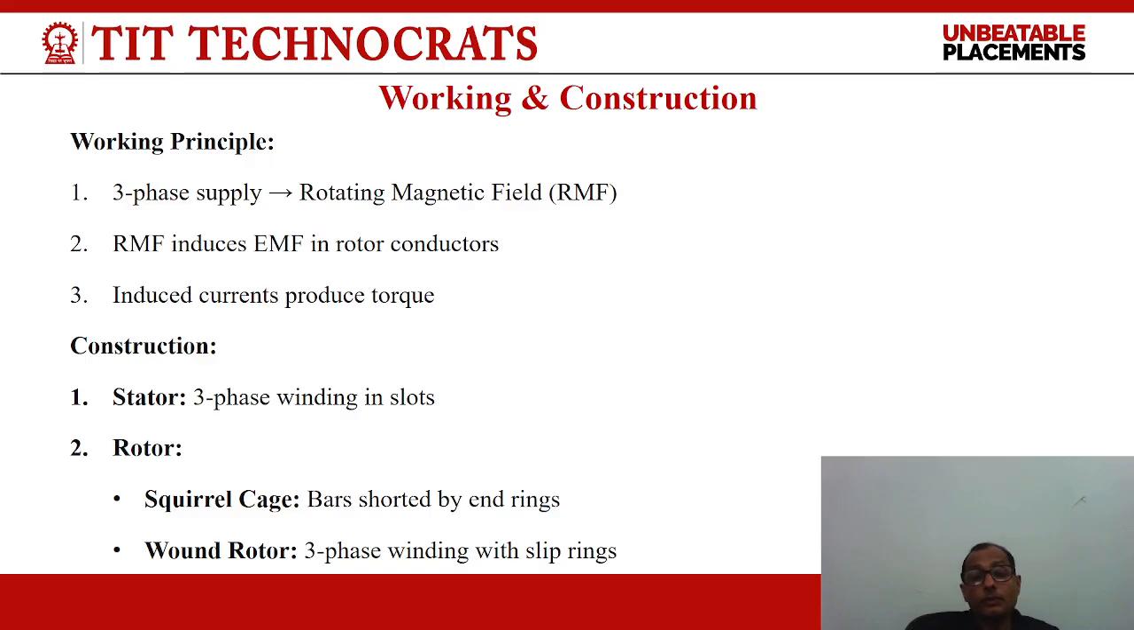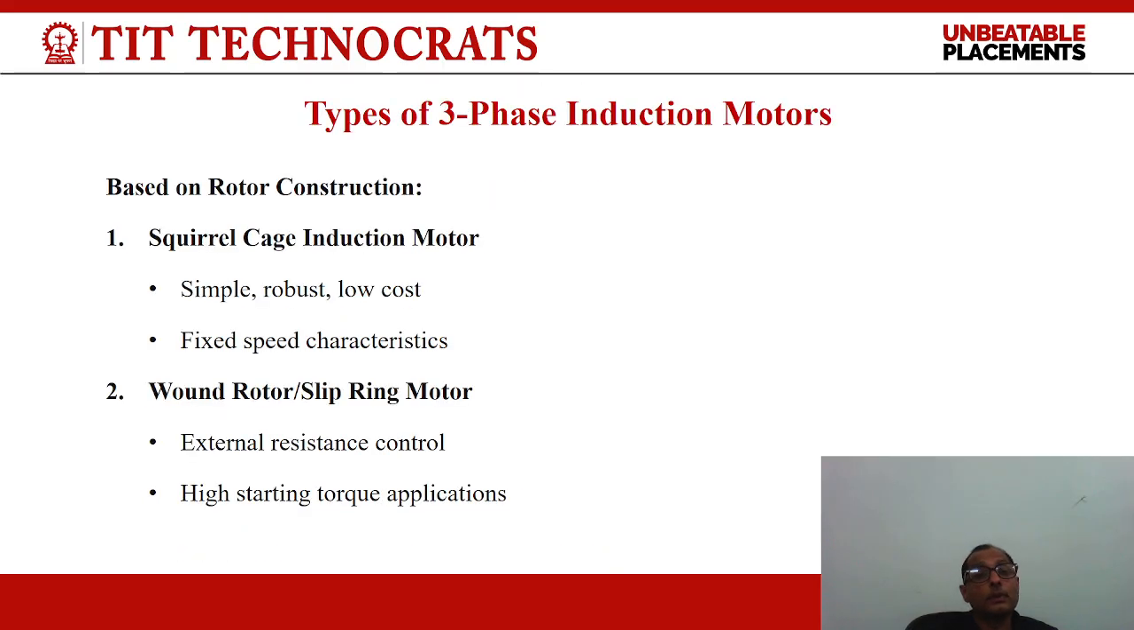Now, if we talk of the construction, we have the stator. It is a three-phase winding in which windings are placed 120 degrees apart in the slots. Rotor is of two types: squirrel cage, in which bars are shorted by end rings, whereas in phase wound, a three-phase winding is placed on the rotor with slip rings. Based on rotor construction, we have the squirrel cage induction motor. Advantages are simple, robust, low cost and fixed speed characteristics, whereas the wound slip ring motor has external resistance control and high starting torque applications.